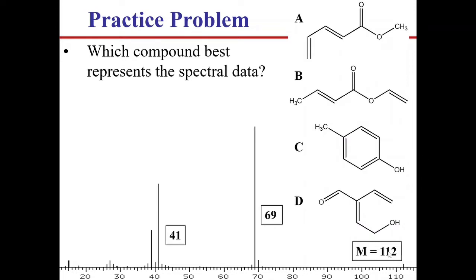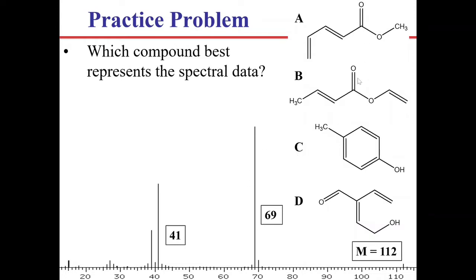Then what you'll notice is the gaps. So from 112 down to 69 is a gap of 43. From 69 to 41 is a gap of 28. So the degradation pattern that we expect to see is something falls off with a mass of 43, and then something falls off with a mass of 28.